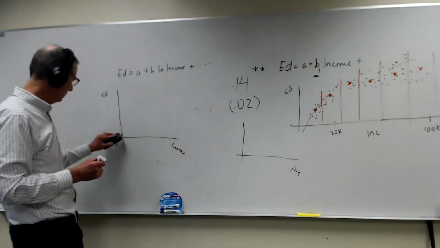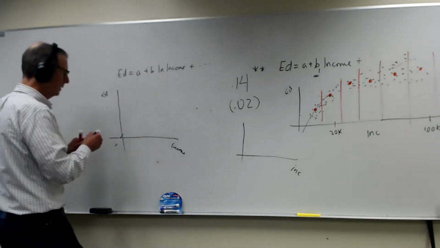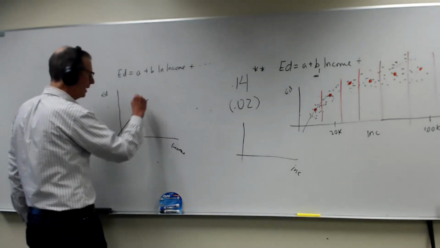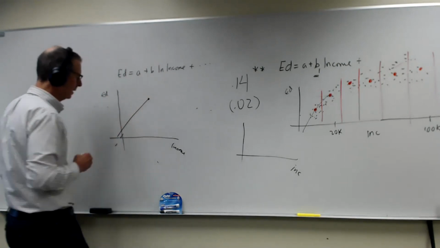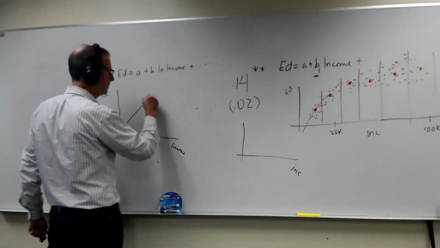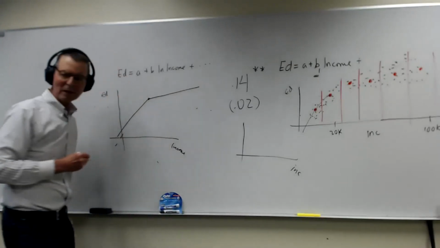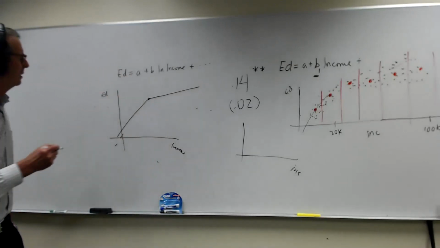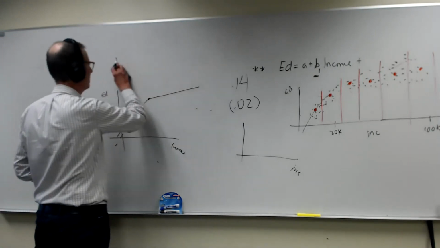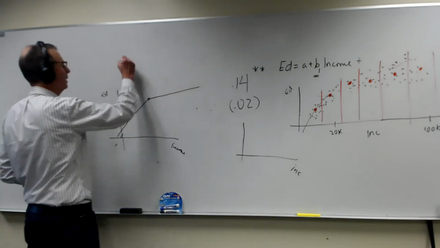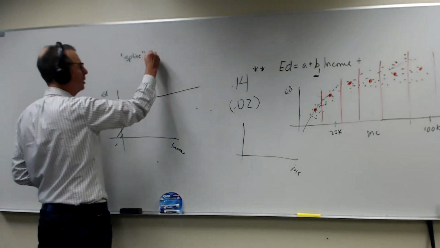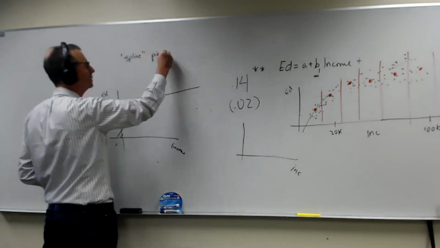But suppose we were flexible in saying, all right, up to $20,000, let's allow for one slope, but then everything above 20,000, let's allow for a different slope. This is a spline function, sometimes called a piecewise linear function.